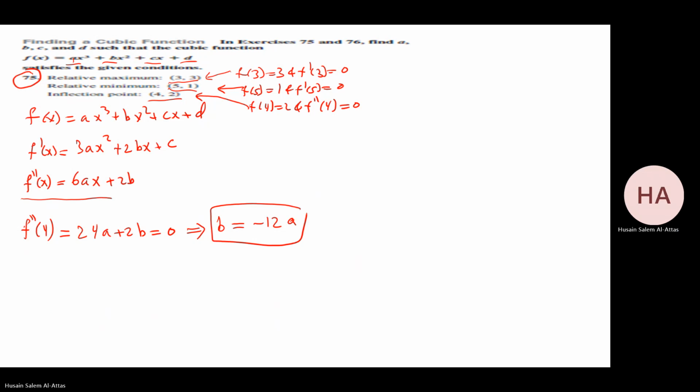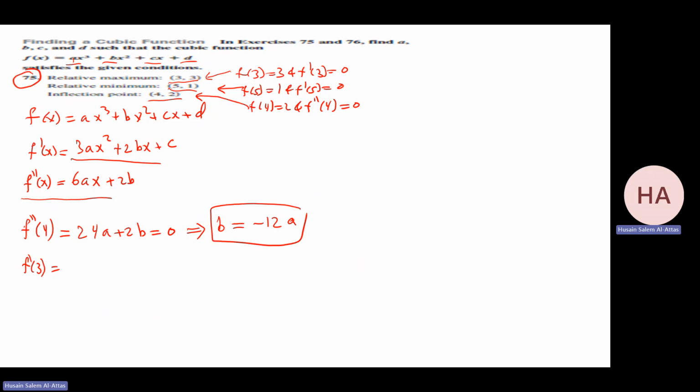Okay, b equals minus 12. That will save a lot. Now I plug in f prime at 5 and f prime at 3. I have a and b, so I can get the relation between c and a. Then I can get a and c, then I can get b, then I can get d.